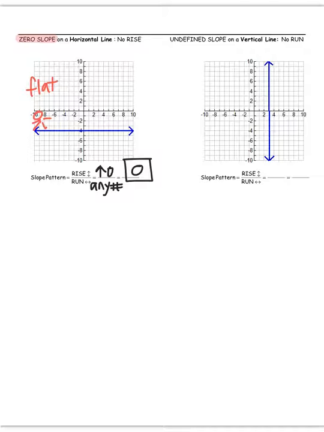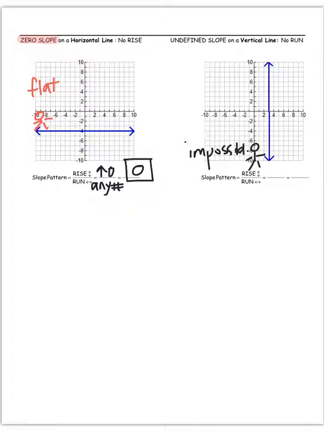All right, next we have an undefined line. So again, if you were trying to walk along this line, it's impossible. You can't walk up a wall unless you're like Spider-Man or something. You can't walk up this wall. It's impossible to walk up. So the slope pattern here, rise over run, our rise, if you notice, goes up forever. It always goes up. So our rise is any number. And there is no movement to the left or the right. No movement. So our run is 0.